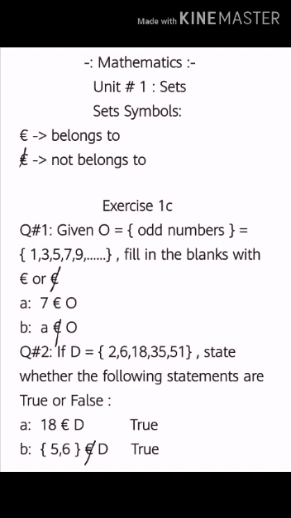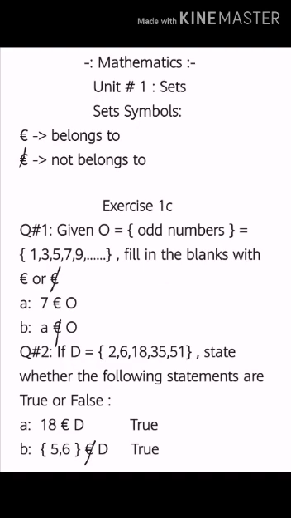Question number 2 we have is: if D is equal to 2, 6, 18, 35, 51, state whether the following statements are true or false. Part A we have is 18 belongs to D. Now we will see whether 18 is present in the set D or not. It is present in the set D, so we will write this statement as true.